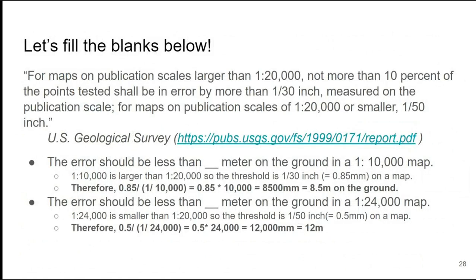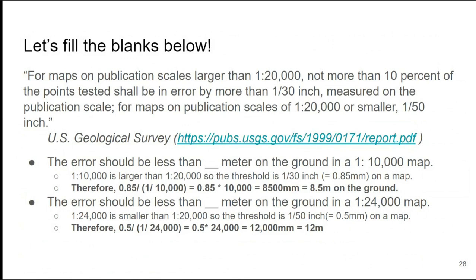Let's calculate the length in a real example. USGS says that for maps on a publication scale larger than 1/20,000, no more than 10% of the points tested shall be in error by more than 1/30 inch measured on the publication scale. For maps on a publication scale of 1/20,000 or smaller, it is 1/50 inch. Let's fill out the blanks below.